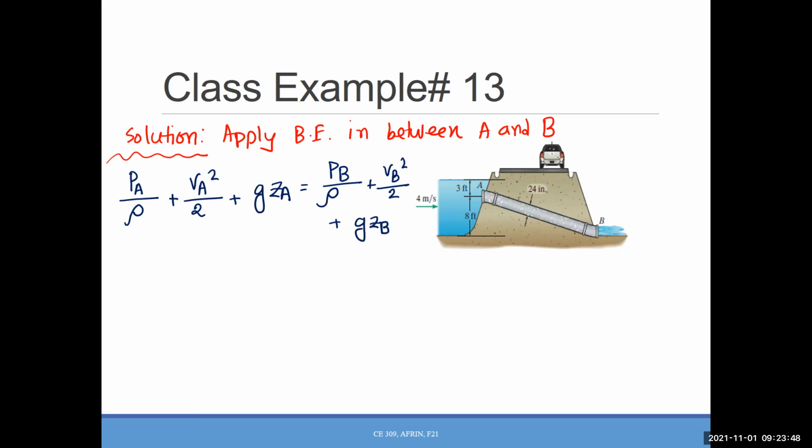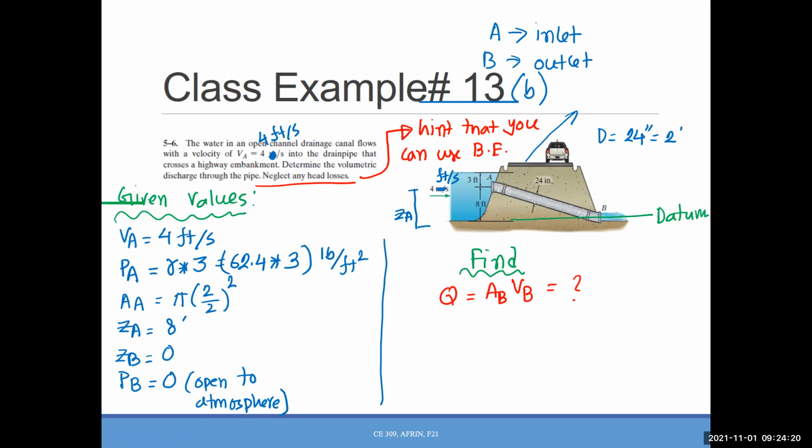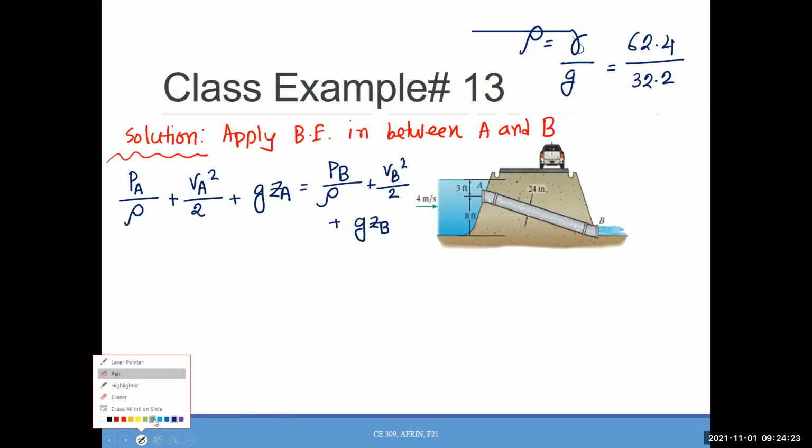Some of you will ask me in the next few minutes, what is rho in the FPS system? Rho is actually gamma over g. Since it's the FPS system, gamma is 62.4 and g is 32.2, so you can calculate rho, right? Okay, just by having a look, ZB is 0, PB is 0. So let's write those down. ZB is 0, PB is 0. And can you calculate the VB from this one?